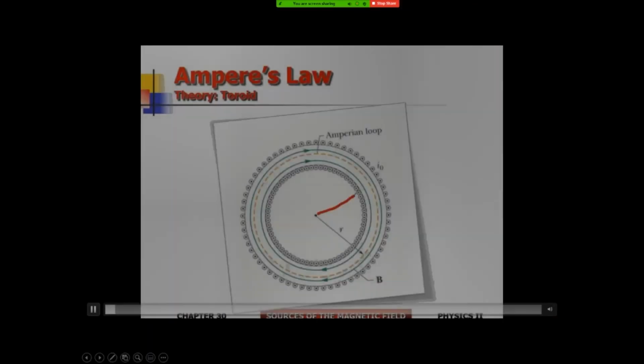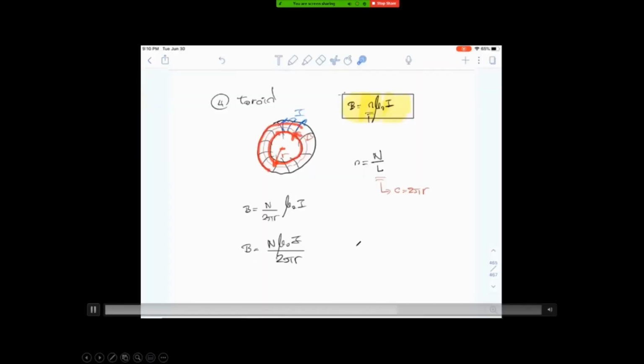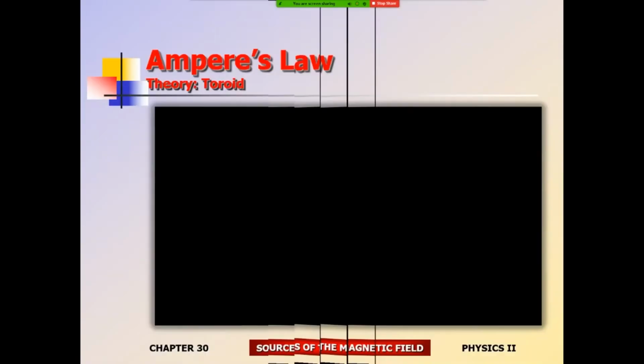Let me just check to see what we got here. Okay. All right, so inside a toroid, it's going to have a radial dependence. Okay, this is good. Okay, so this is the last one of the derivations that we kind of have to go through.